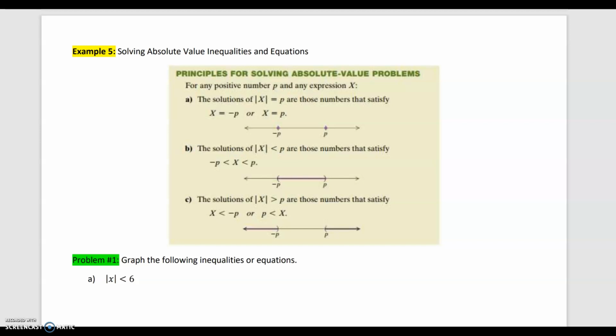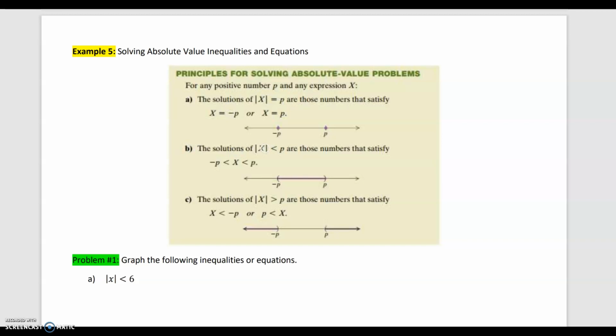Hi class, in example 5, we're going to be looking at absolute value equations and inequalities. And here's the basic idea. If you have an absolute value equation, you're going to have both ends, in this case negative p and p, and your solution is going to be just those two dots, or some unknown that needs to be solved as you set it equal to p or negative p.